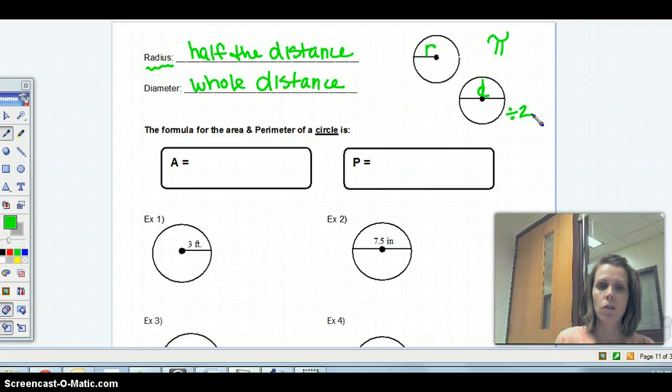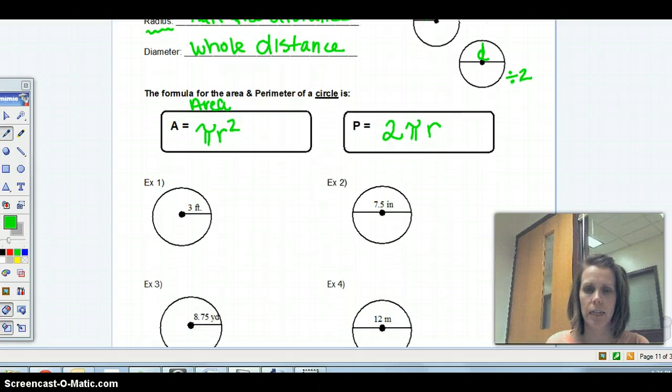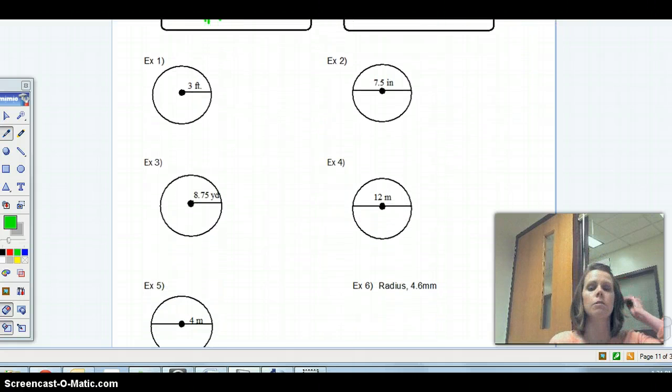All right? So the formula to find the area of a circle is going to be pi radius squared. Now perimeter, usually you add up all the sides to find the perimeter, but there are no sides to a circle. So there's a special formula for the perimeter of a circle, and it's very similar to area. You're going to do 2 times pi times the radius. Okay, so 2 separate formulas to know for a circle.